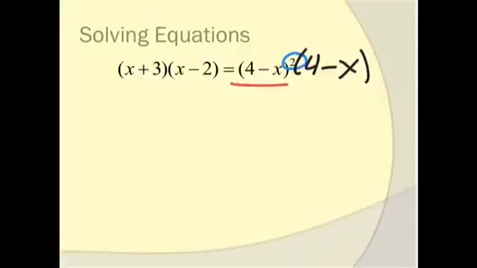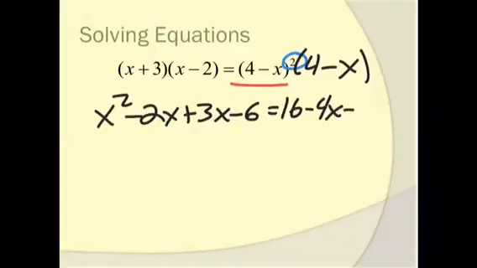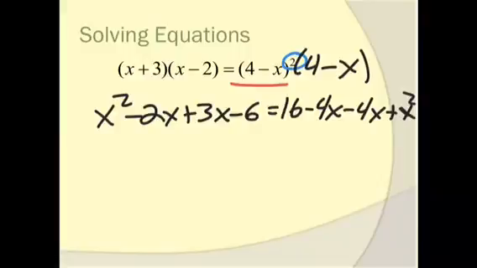For our left side, we're going to end up getting x squared minus 2x plus 3x minus 6, and on the right side, 16 minus 4x plus x squared. Again, our chapter deals with linear equations, so our x squared should cancel out. And notice that we have a positive x squared on both sides, which means it's definitely going to cancel out.